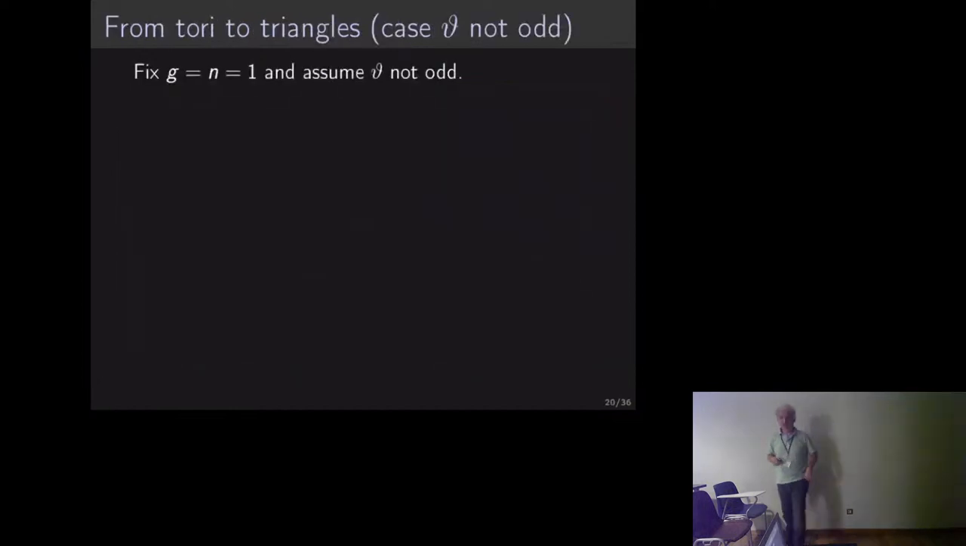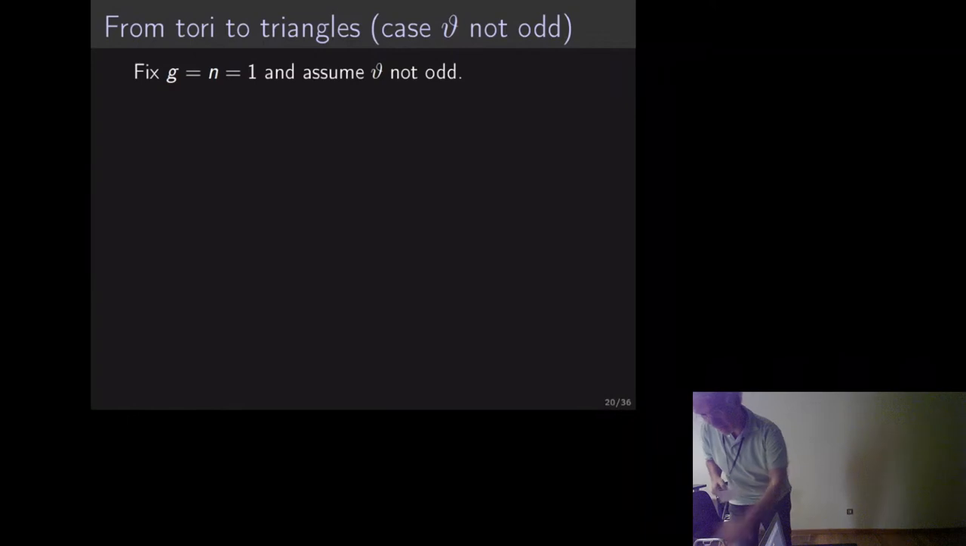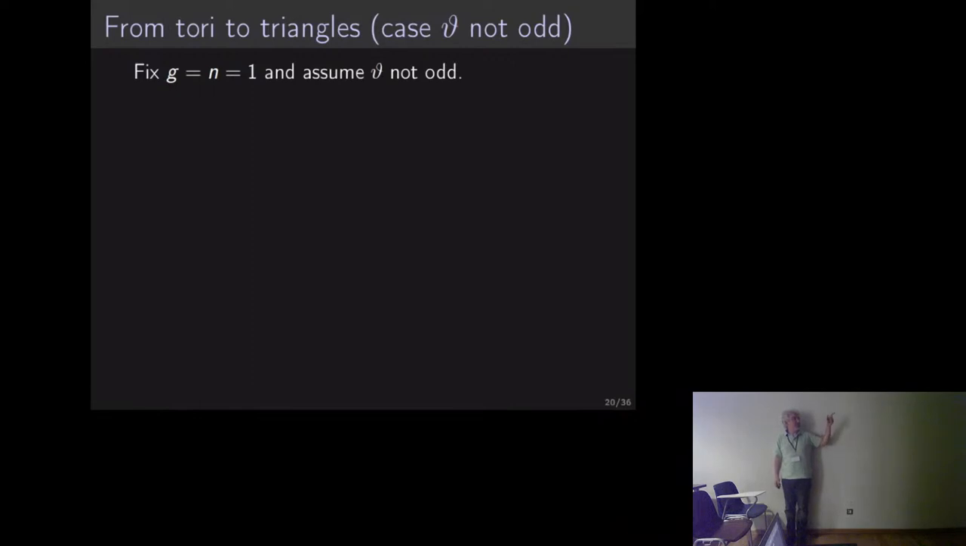Okay, let me show you also how to reduce the classification of spherical tori to the classification of triangles. That's why I insist on triangles, because then the classification will be done using the space of triangles. So okay. Let's take genus 1 and n equal 1, so now we're in the case of the torus with one conical point, theta is not odd.